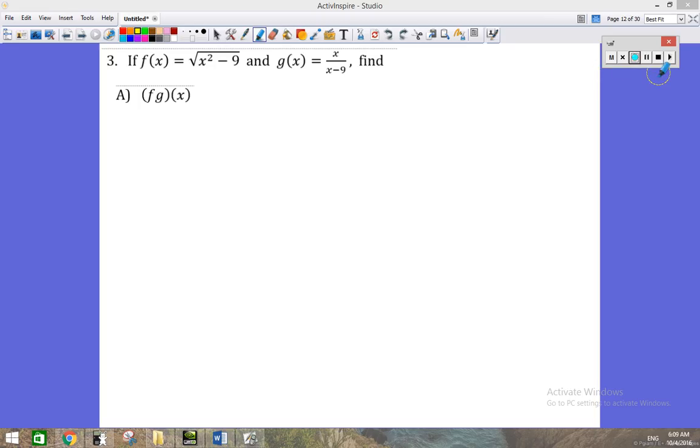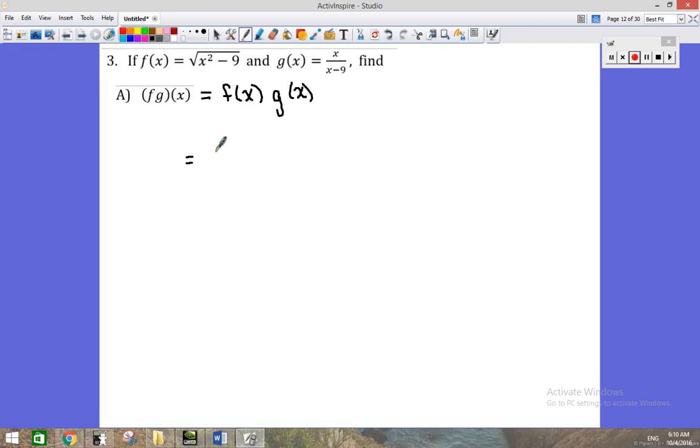Let's take a look at this problem number 3. These problems are gradually going to get a little bit tougher. The notation fg is just the name of a new function, but it's telling us how this function was built, how it was created. It was created by multiplying the function f with the function g.